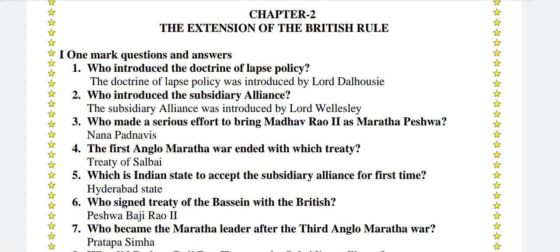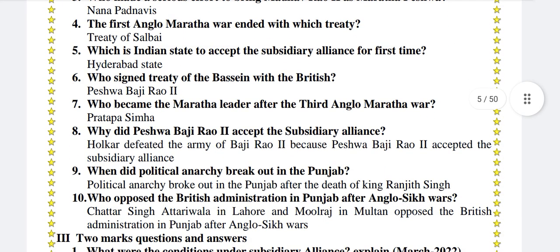Peshwa Bajirao II. Who became the Maratha leader after the Third Anglo-Maratha War? Pratapa. Why did Peshwa Bajirao II accept the subsidiary alliance? Holkar defeated the army of Bajirao II, because of which Peshwa Bajirao II accepted the subsidiary alliance.